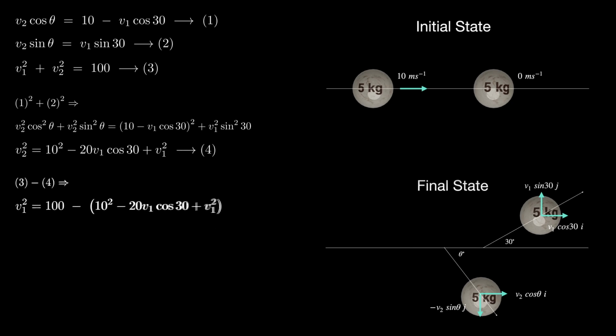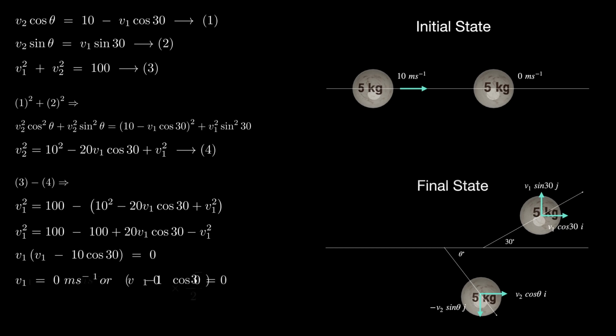By subtracting this fourth expression from the third expression, we can rewrite the equations as a quadratic equation in terms of one unknown, v sub 1. When we solve this quadratic equation, we obtain two possible values for v1. In this situation, v1 is not 0, so we rule out the possibility of v sub 1 equals 0 meters per second, and choose the second value, which is 5 times the square root of 3.